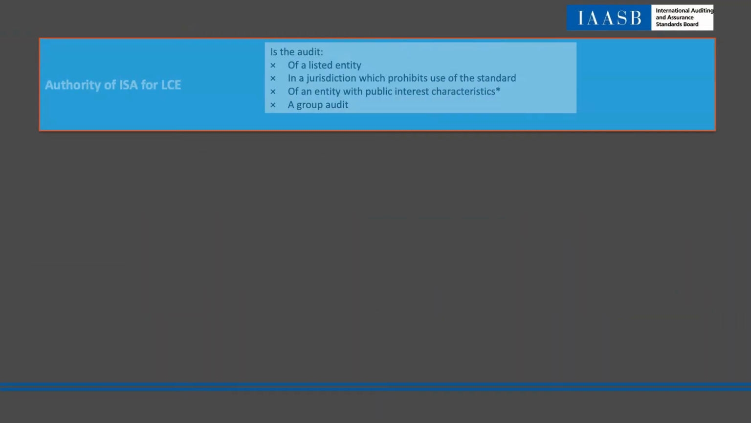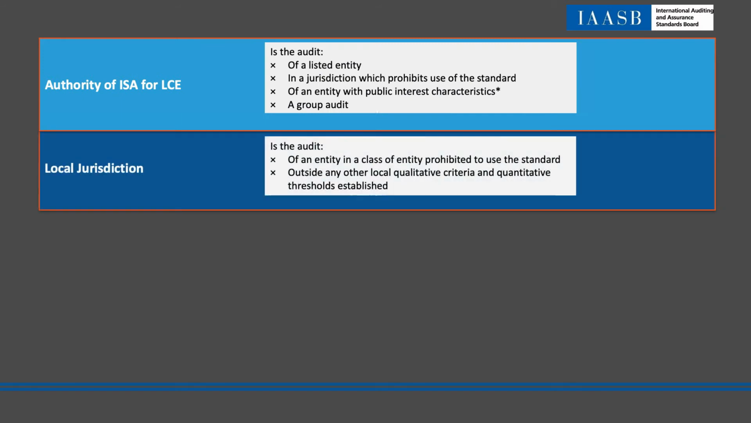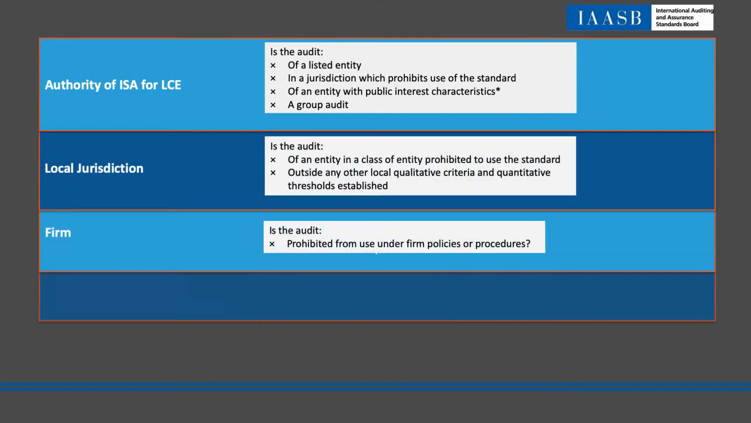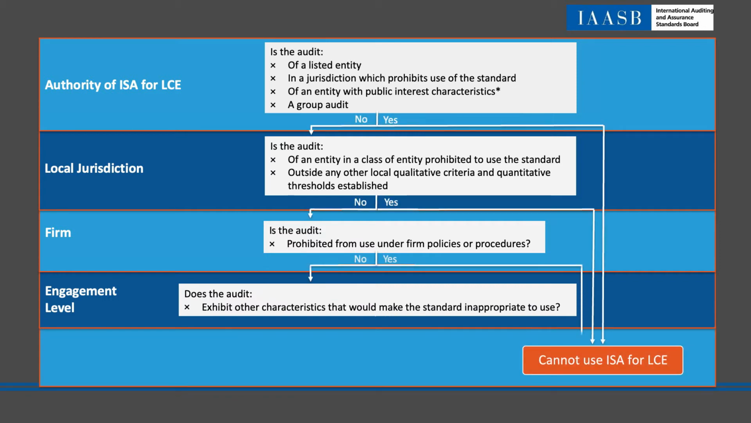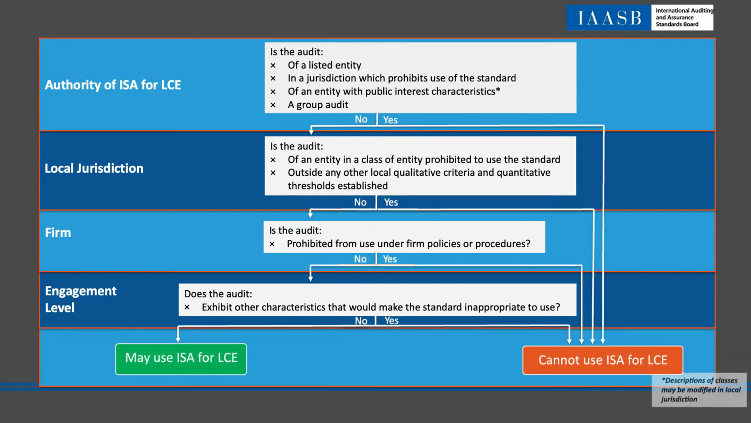So, when can the ISA for LCE be used? This diagram reflects how the decisions are made in deciding when to use the standard. We call this the authority of the standard, and it's a separate part up front. It explains when the standard is appropriate to use, both for jurisdictions wanting to adopt the standard and firms and practitioners, either when setting policies and procedures or for using on specific audit engagements.